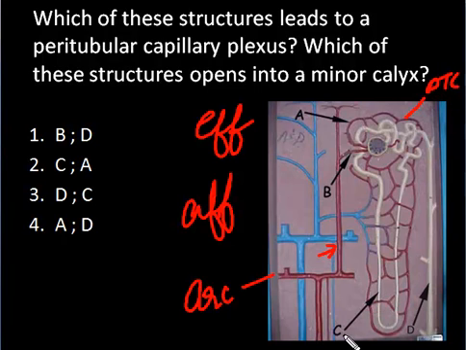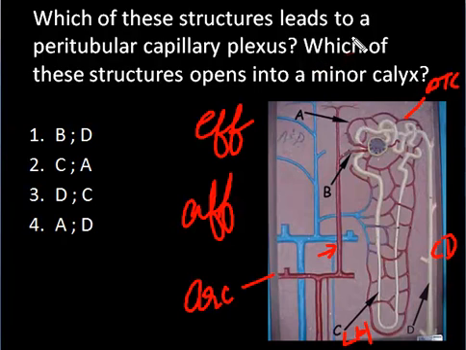C is the loop of Henle, and D is the collecting duct. Now it says, which of these structures leads to a peritubular capillary plexus? As you can see from this diagram itself, A is the one which leads to a peritubular capillary plexus, which is the efferent arteriole.